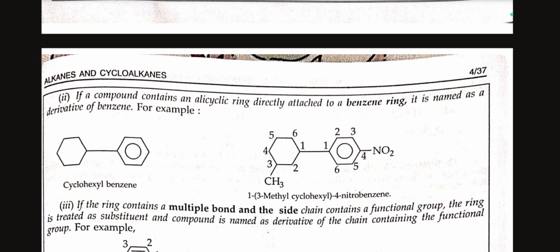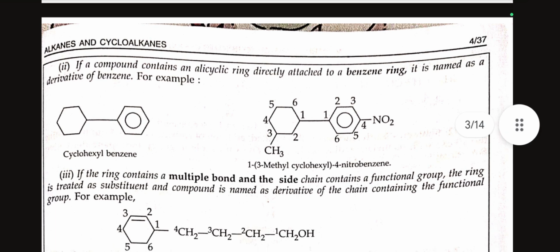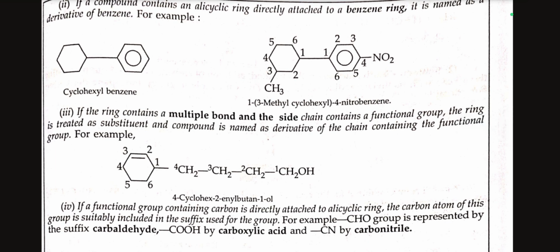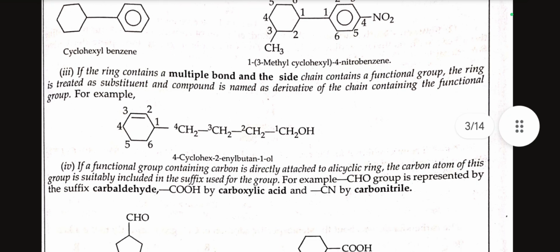If a compound contains an alicyclic ring directly attached to a benzene ring, it is named as a derivative of benzene. For example, cyclohexylbenzene, 1-methylcyclohexyl-4-nitrobenzene. If the ring contains a multiple bond and the side chain contains a functional group, the ring is treated as a substituent and the compound is named as a derivative of the chain containing the functional group. For example, 4-cyclohex-2-enylbutan-1-ol. If a functional group containing carbon is directly attached to an alicyclic ring, the carbon atom of this group is suitably included in the suffix used for the group. For example, the CHO group is represented by the suffix carbaldehyde, COOH by carboxylic acid and CN by carbonitrile.